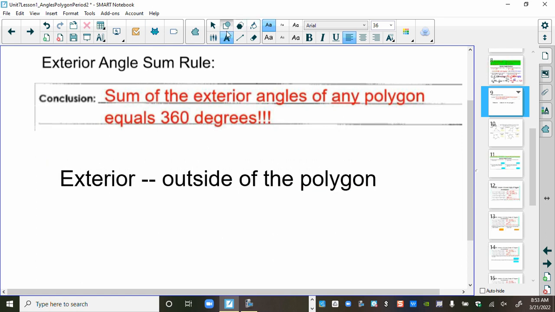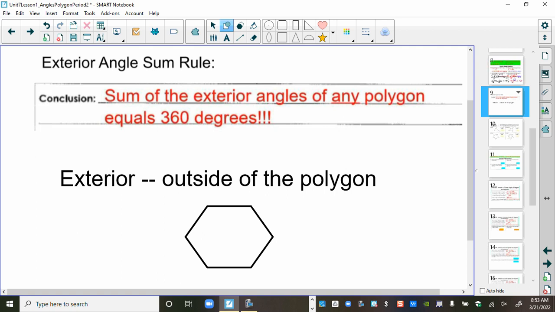Basically it's going to look like, I'll just give you a quick example. So here's your polygon. This part here is an example of an exterior angle. Or if I did this, same thing. That's what I mean by the exterior angle. All right, questions?